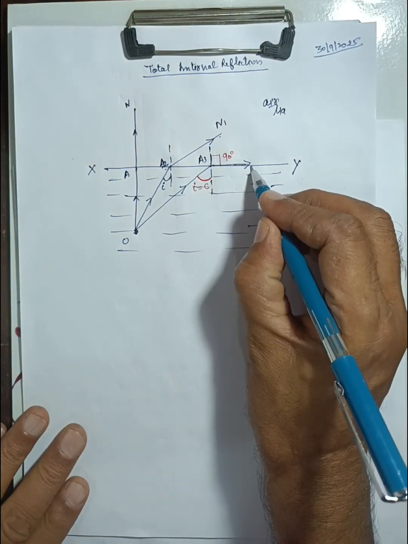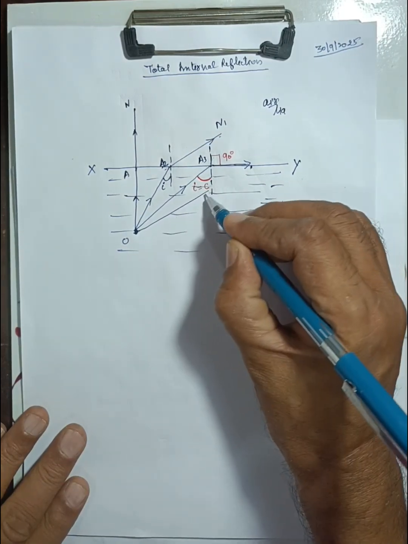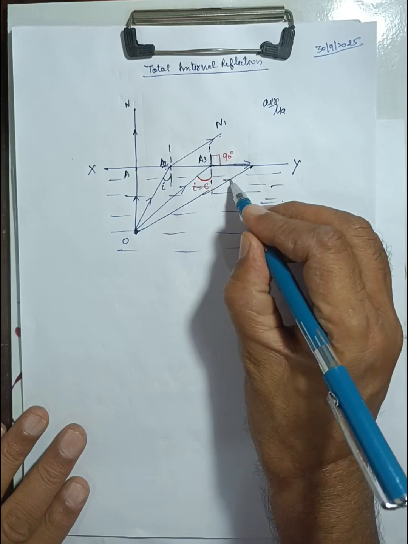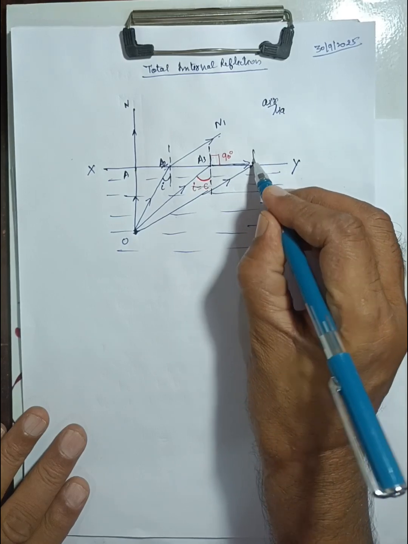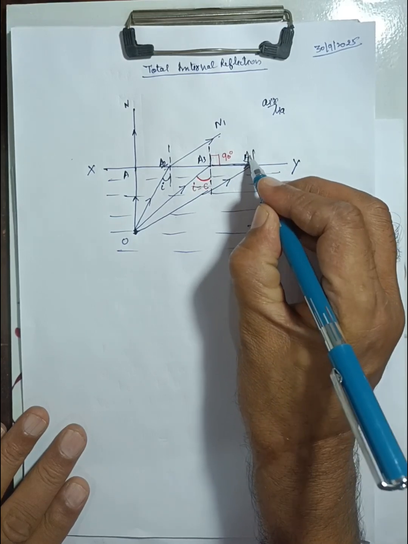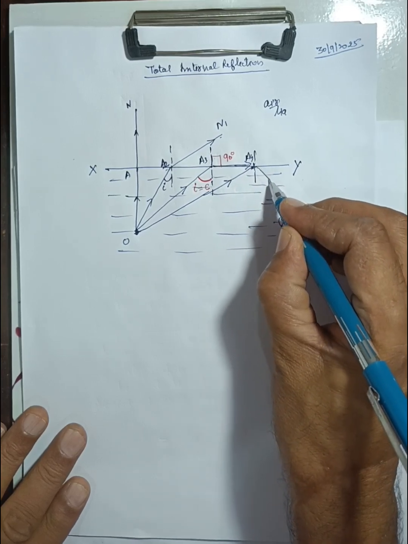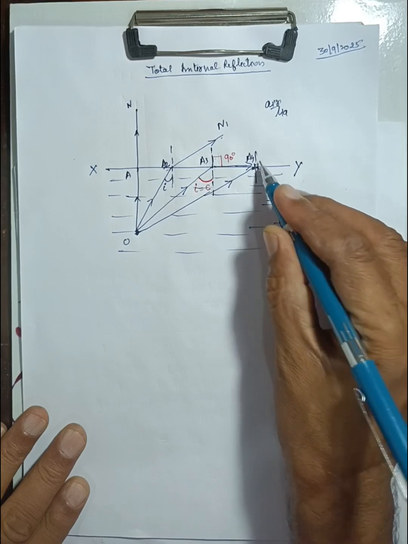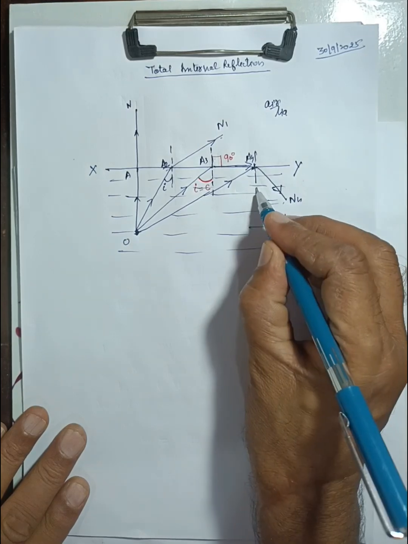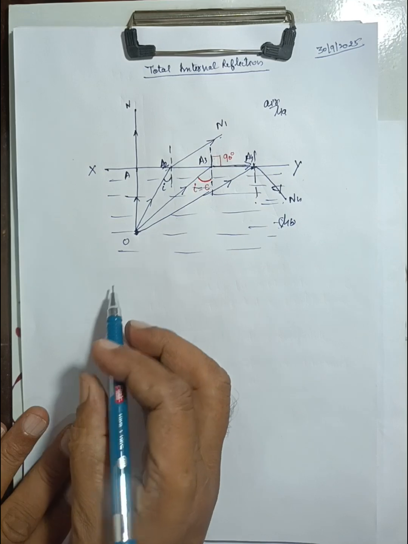Now I further increase the angle of incidence beyond this. Let me say this is A4. Now light, instead of going grazingly, is reflected back along A4 and 4. So this is total internal reflection.